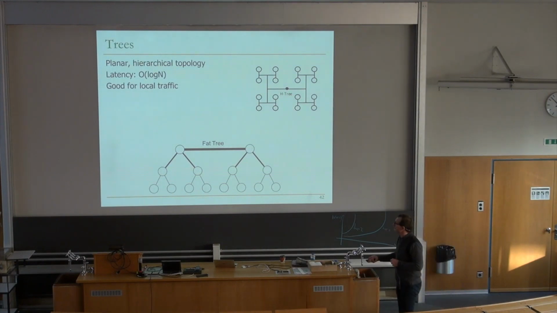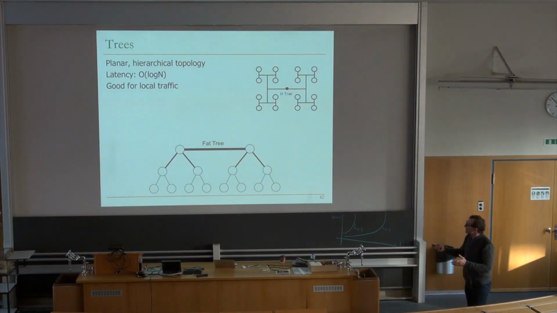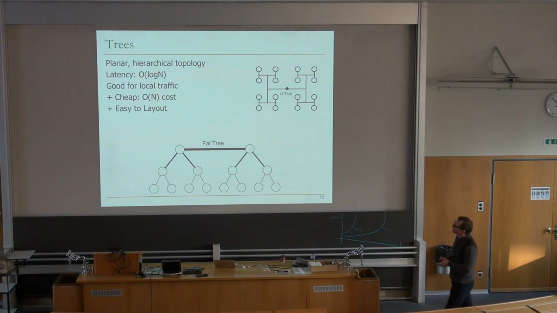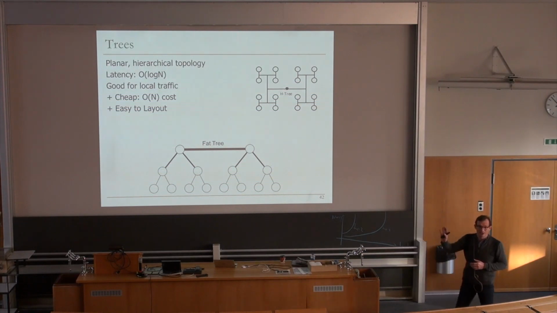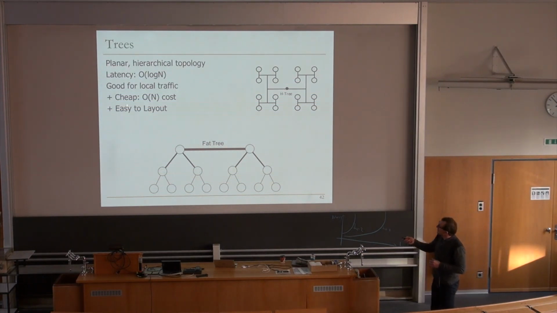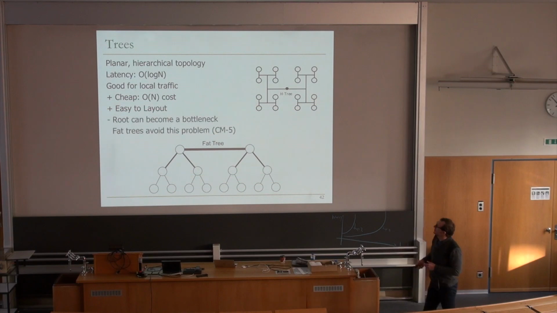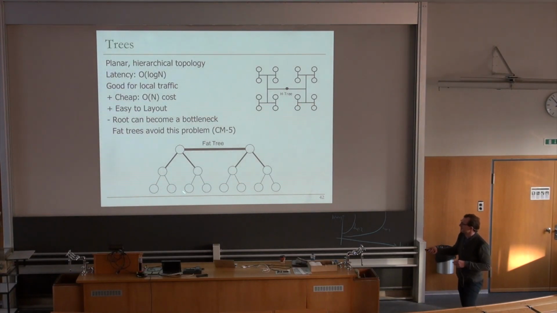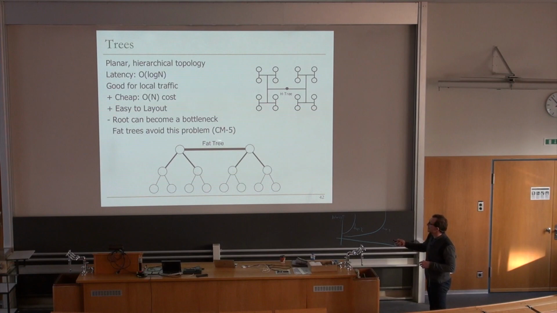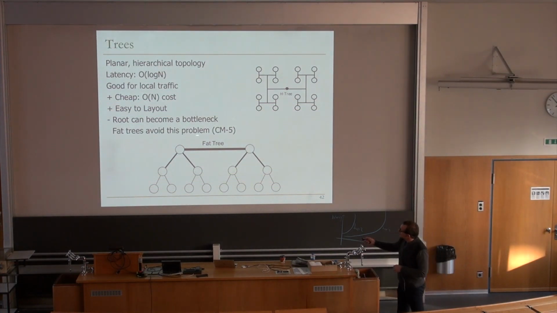This is another example. This is a fat tree. I've already given you the concept. What does fat tree mean? Well, actually, let's first examine the tree. The cost is cheap. It's O(N) again. Compared to a crossbar, think about the crossbar as O(N squared). It's easy to lay out, but it's very regular. The downside over here is if you want to communicate in a tree, local communication between these nodes is not a problem. But if you want to do communication across the higher levels of the tree, the root can become a bottleneck.